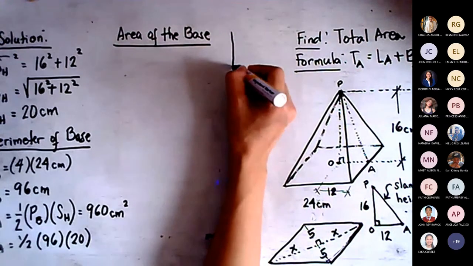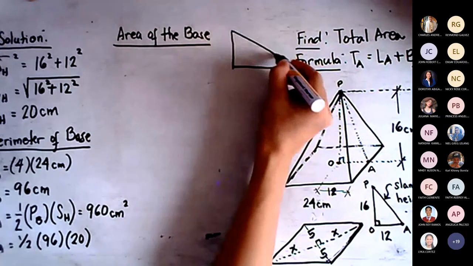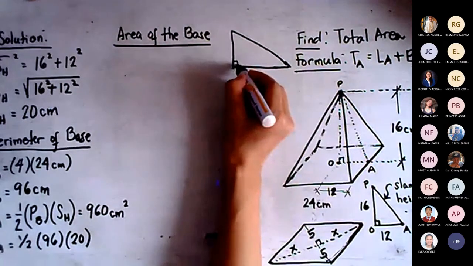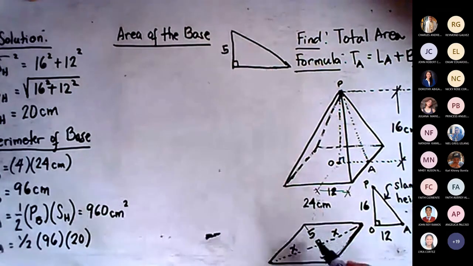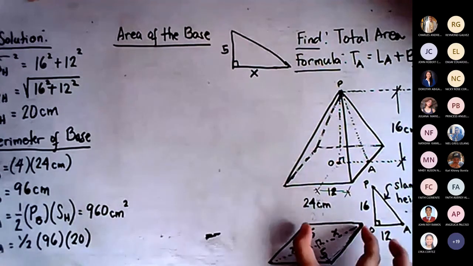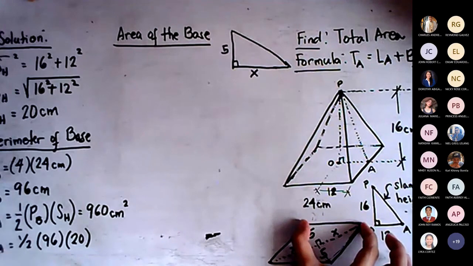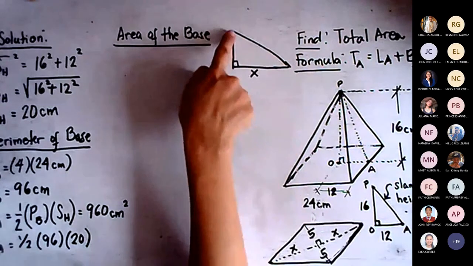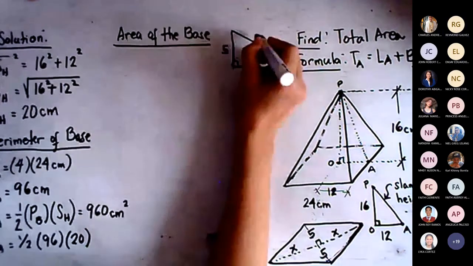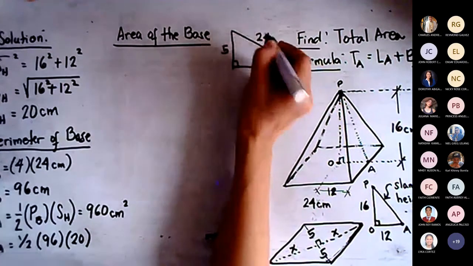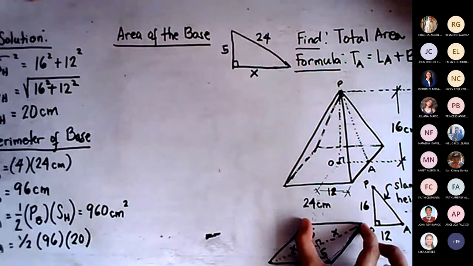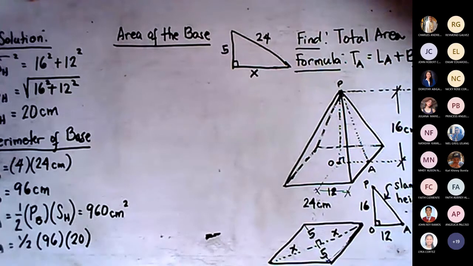And if you are going to notice, we are isolating the right triangle again. So again, the technique is to find a right triangle. If you isolate this right triangle, this is 5, this one is x. What is the value of this third side? 24 po. Okay, so that is 24 centimeters. So this is 5, this is x, and this is 24 centimeters.